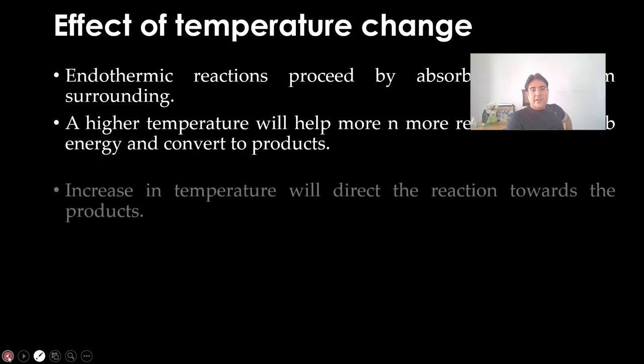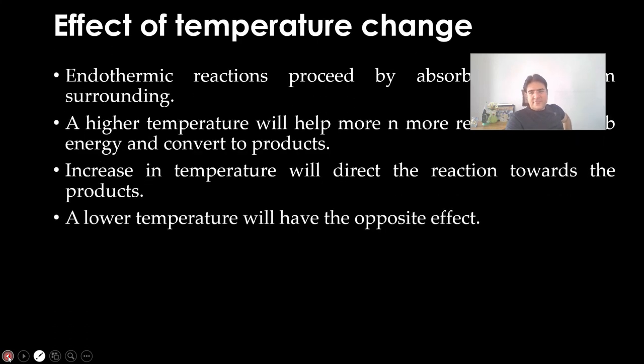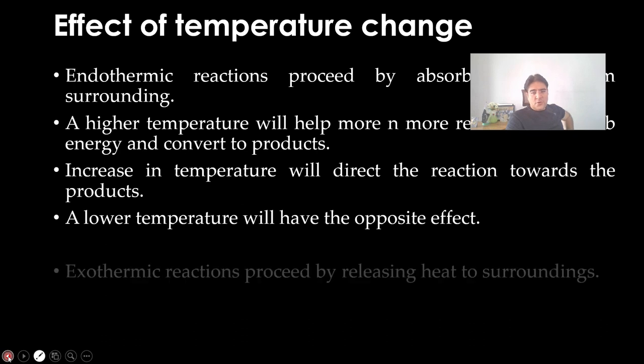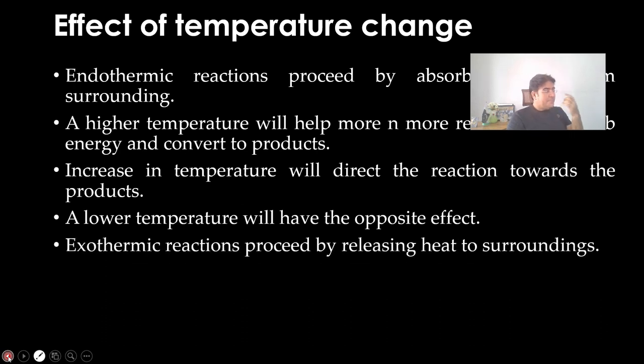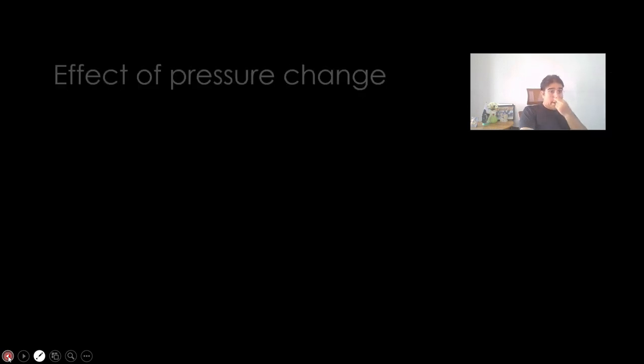Temperature affects only endothermic. Most reactions are endothermic or exothermic. If the reaction is endothermic, the reaction is actually absorbing heat to proceed in the forward direction. So more heat, good. Less heat, bad. So this is how you can predict it very easily. We have done it before.